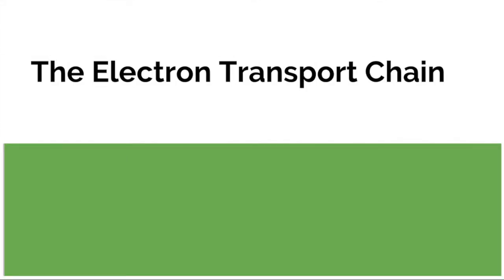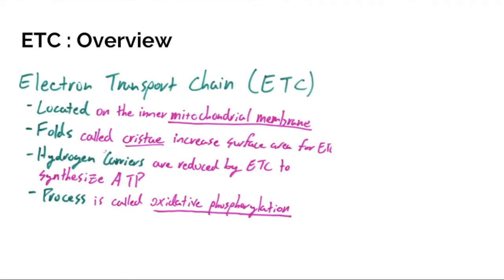So now we're at the electron transport chain. As an overview, the electron transport chain occurs on the inner mitochondrial membrane, and the cristae increase the surface area for this to occur. This is one of the ways in which the mitochondria's form is connected to its purpose. So as an overview, hydrogen carriers, so everything that we've created, be it NADH or FADH2, these are reduced by the electron transport chain, and this eventually leads to the synthesis of ATP.